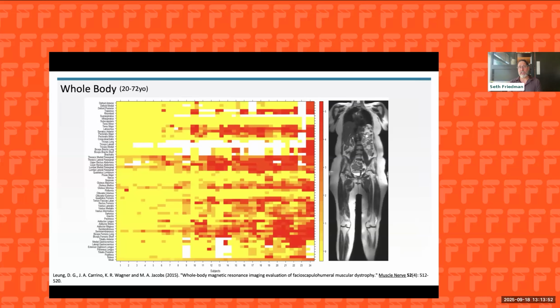And then as studies started to move into whole body, this is Doris Leung's study out of Johns Hopkins, where they rank their patients from least affected to most affected on the right. And you can see, as you become more and more affected towards lack of mobility, you have a lot of red, so a lot of fat fraction. But nonetheless, I think it's clear that the pattern here is heterogeneity versus homogeneity.